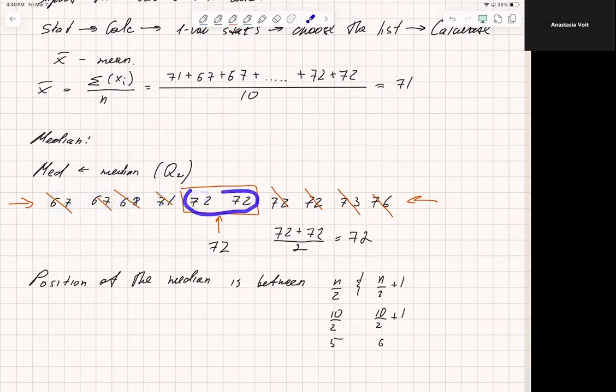So if we didn't want to calculate it this way, we could find the location by calculating the exact position. So it's between the fifth and the sixth data values, right? Okay.